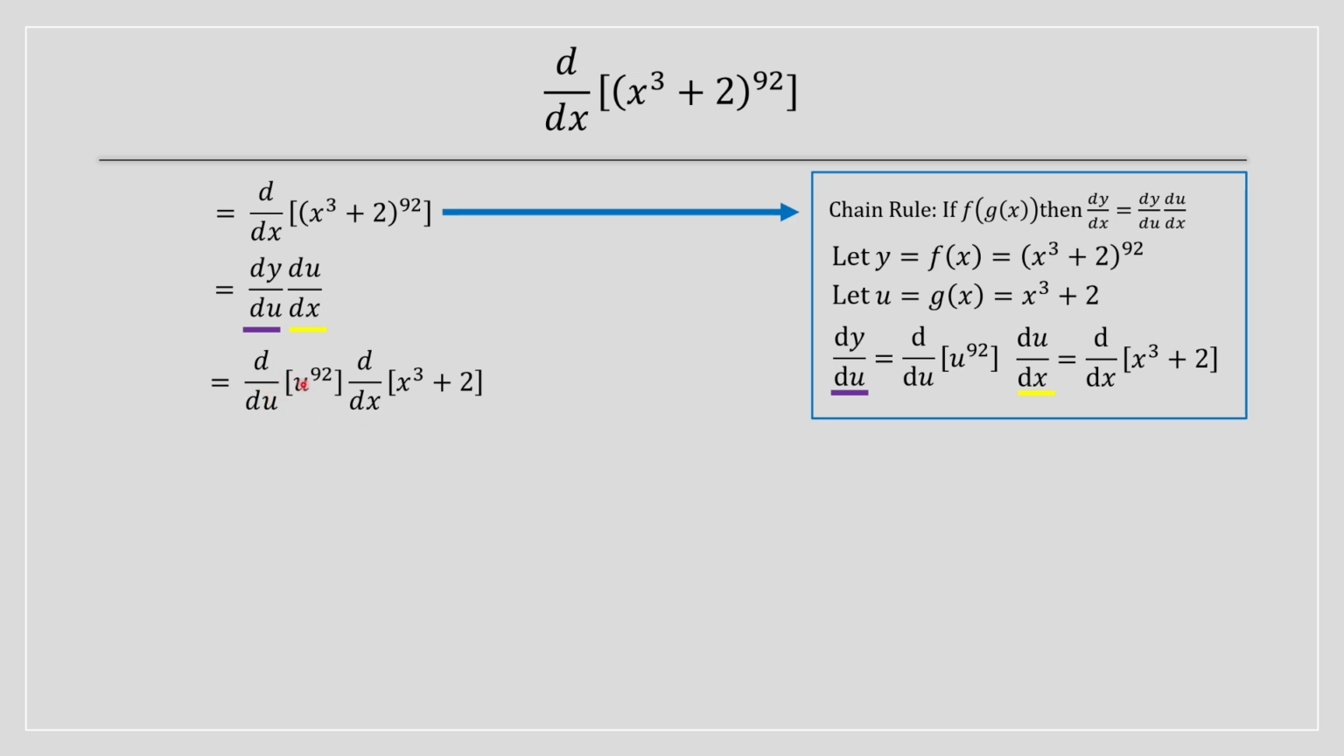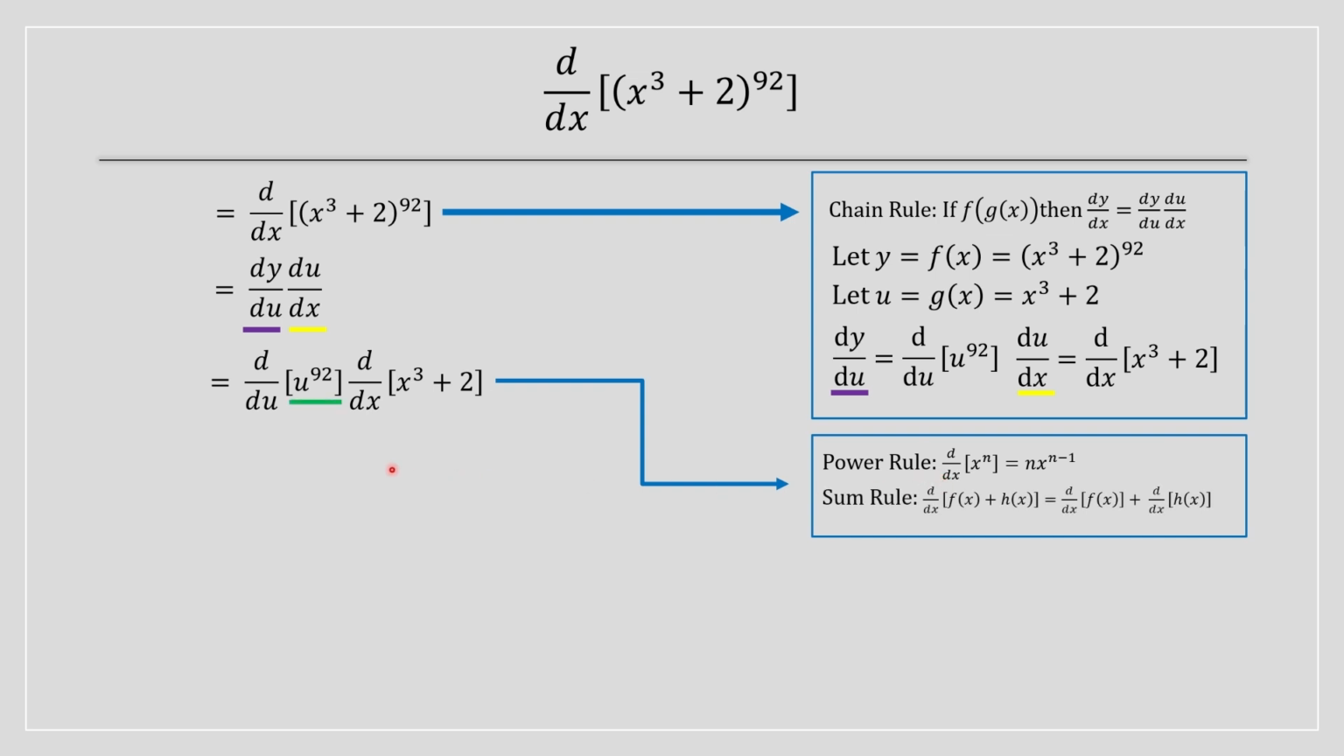And now we rewrite the equation like this. We do the derivative. So this is in terms of u. So this, we have to apply the power rule first and after the sum rule. So we apply the power rule, then the sum rule. And this portion would just be 92 u to the 91. And over here, we're going to do the derivative of x to the 3, which would be 3 x squared. And the derivative of 2 is going to be 0. So we're going to acquire this as the answer for this portion.